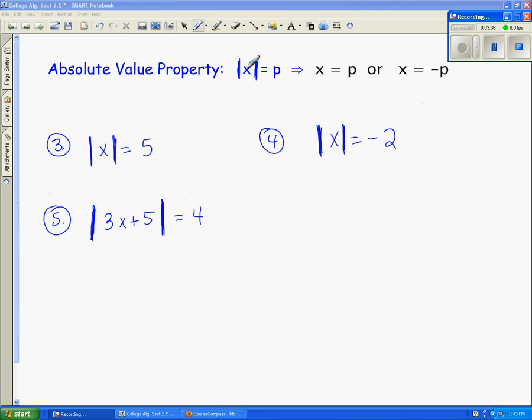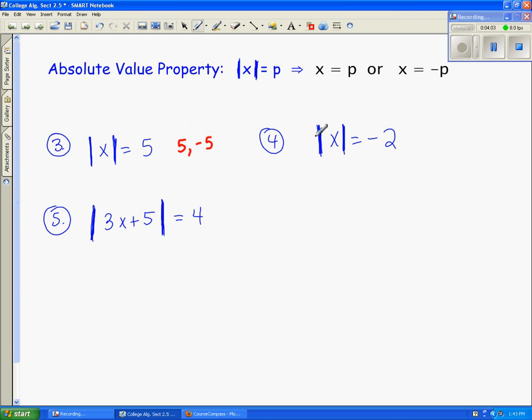Basically, it says when you have absolute value of x equals p, it implies you're going to get a positive p and you're going to get a negative p. So simply looking at number 3, the two solutions to this are going to be 5 and negative 5, because absolute value is asking us the distance from 0 on the number line. So in both directions, you're going to go 5 to the right gives you this, 5 to the left gives you that.